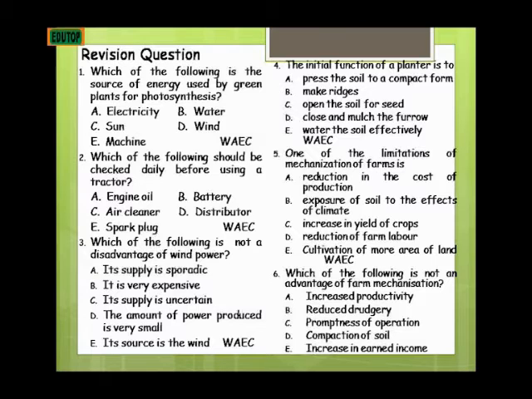And then the last question says, which of the following is not an advantage of farm mechanization? A. Increase productivity. B. Reduce drudgery. C. Promptness of operation. D. Compaction of soil. E. Increase in earned income. The answer is D. Compaction of soil. It's not an advantage of farm mechanization.